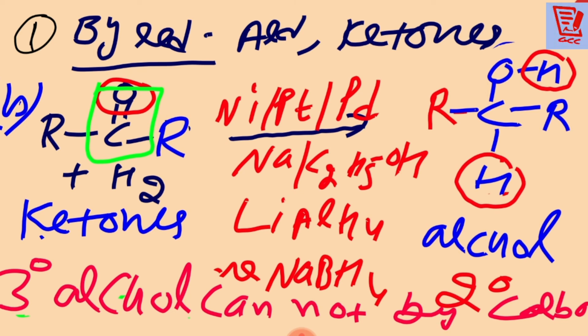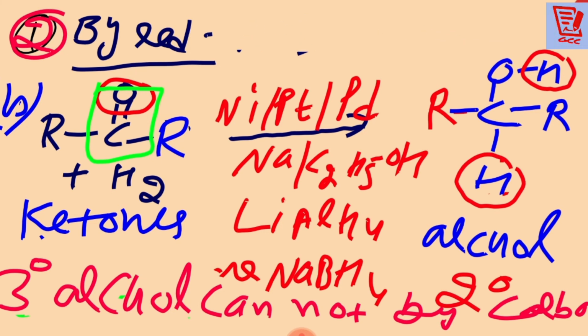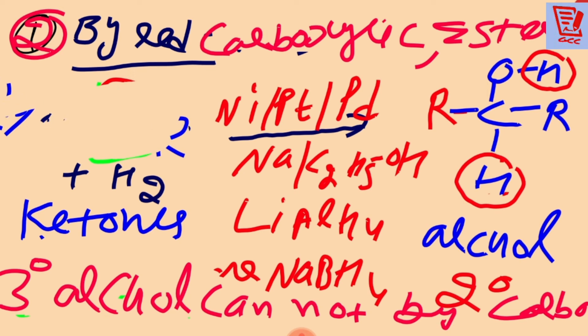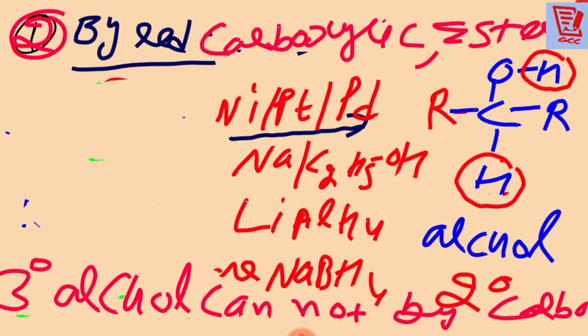After that, next is the second part of this reaction. The second part is by reduction of carboxylic acid and esters. So what are we going to change over there? Here there will be the carboxylic acid.